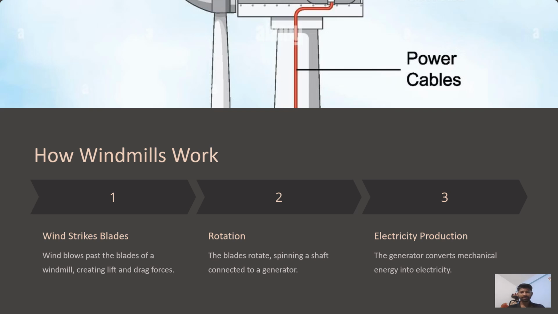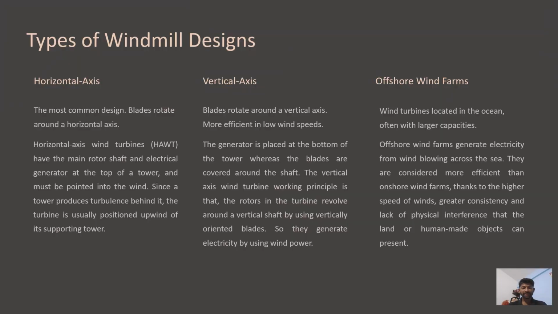So, how a windmill works. First, wind strikes blades. When the wind blows past the blades of a windmill, it creates lift and drag forces, which results in the rotation of the blades. Second, the rotation. When the wind blows, the blades rotate, spinning a shaft connected to a generator. Third, electricity production. When the blade rotates, the generator converts the mechanical energy into electrical energy, which is used in the daily uses.